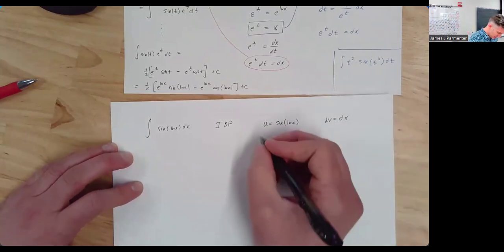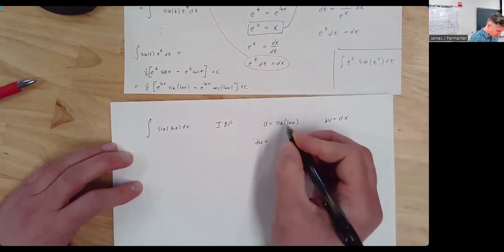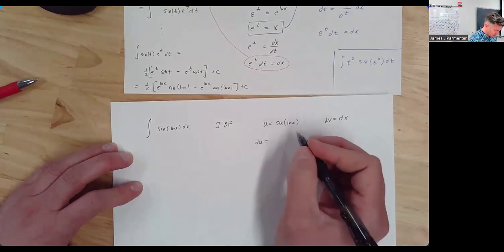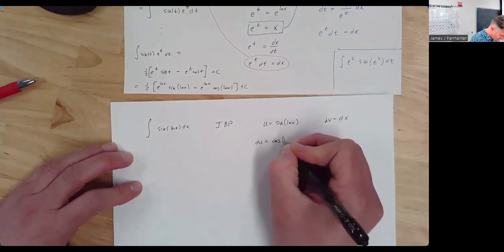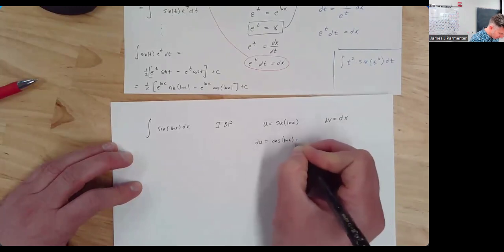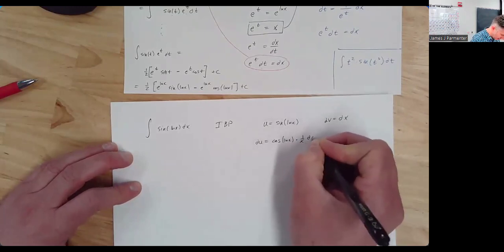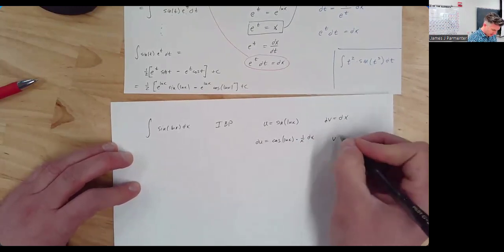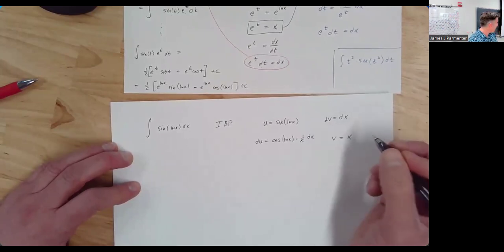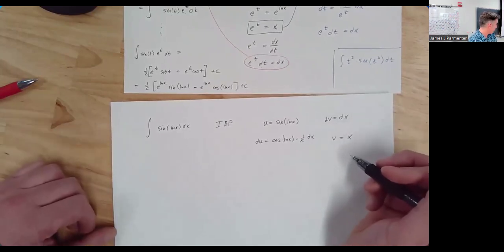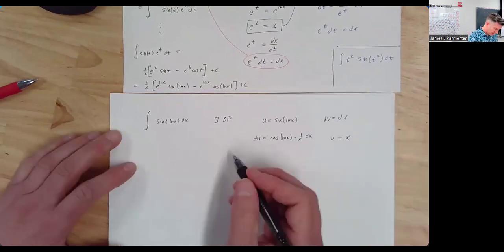So here, my du is going to be the derivative of sine of natural log of x, which is cosine of natural log of x times the derivative of natural log of x, which is 1 over x dx. And then my v, the antiderivative of 1, is x. This might actually work. I don't actually know because I've never tried doing it this way. So let's see what we get.